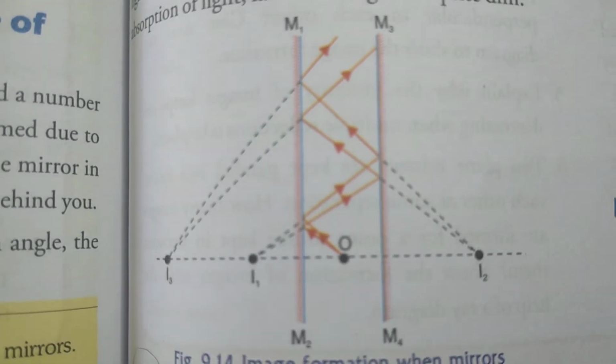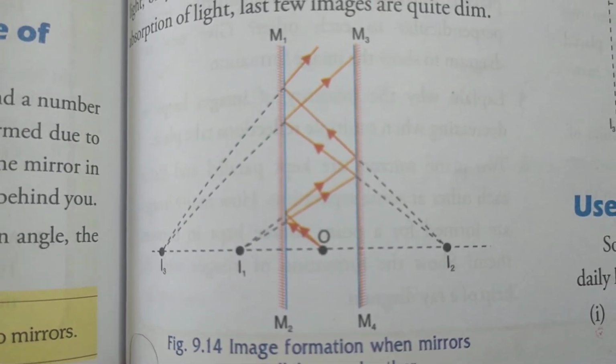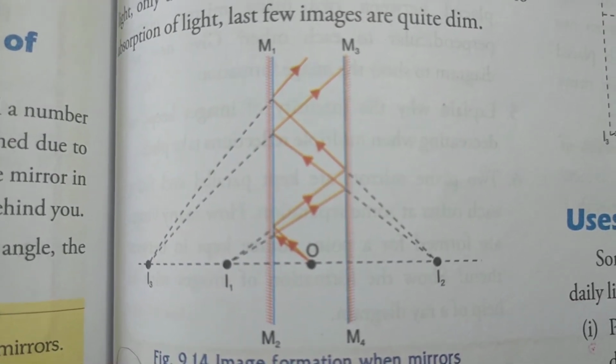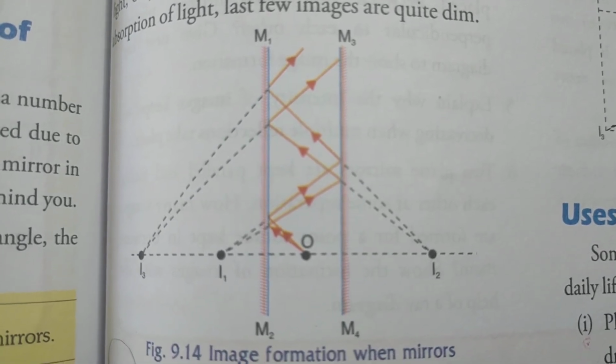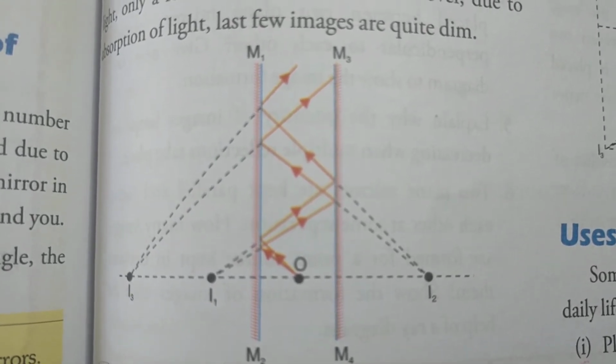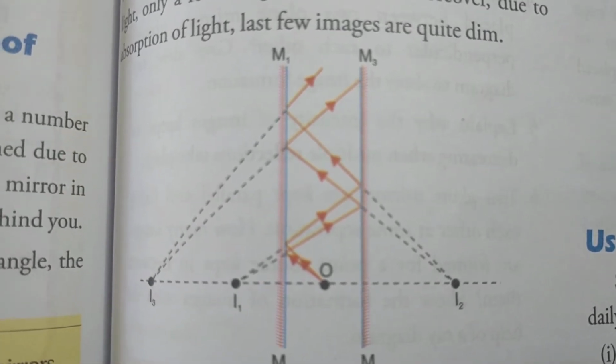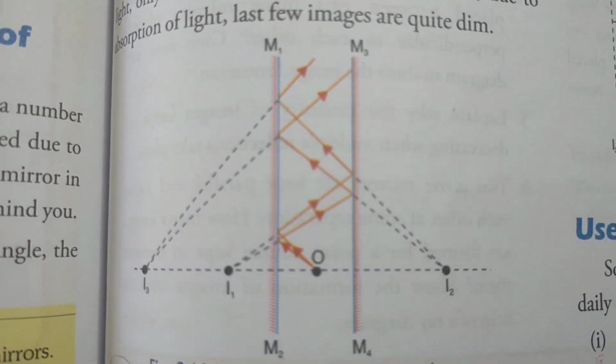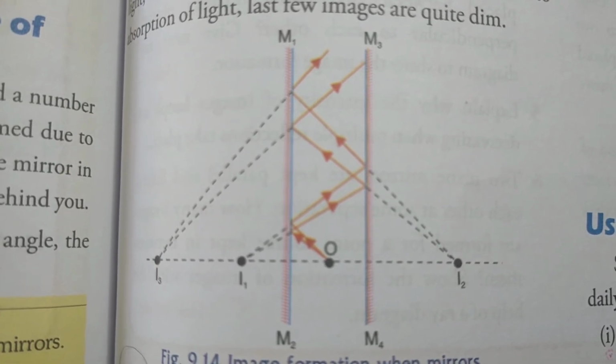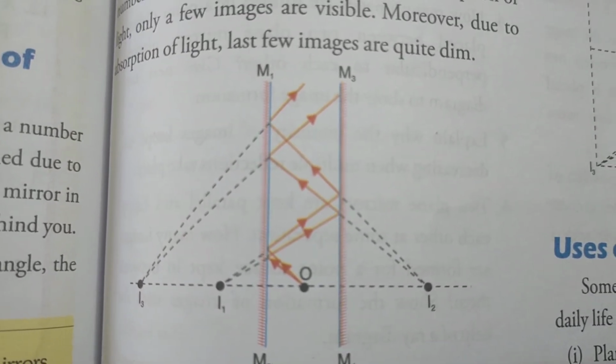When the mirrors are placed in front of each other and they are parallel to each other, the number of images formed is infinite. We will not get a single image here, we will get a large number of images. So an infinite number of images are formed when the mirrors are placed parallel to each other, that is at 0 degrees.